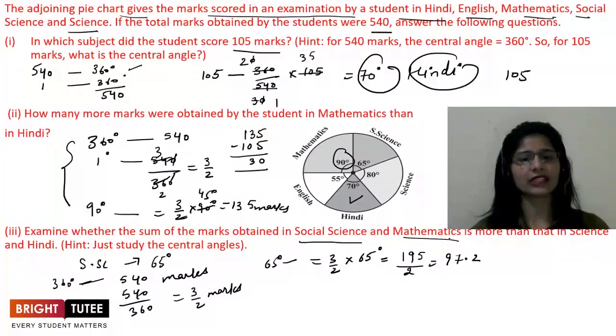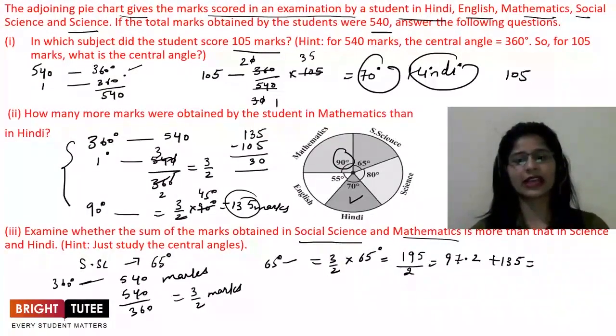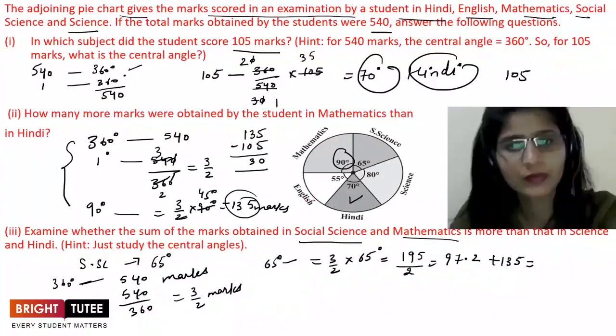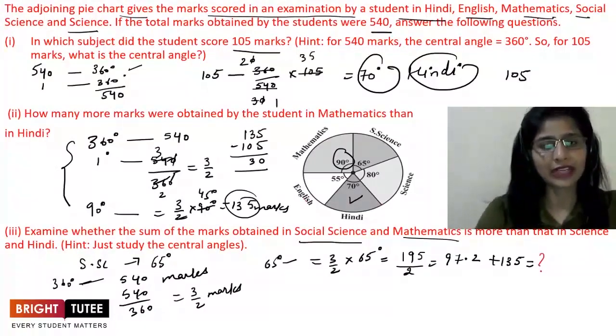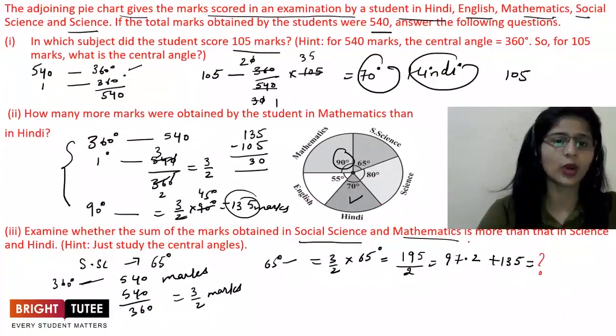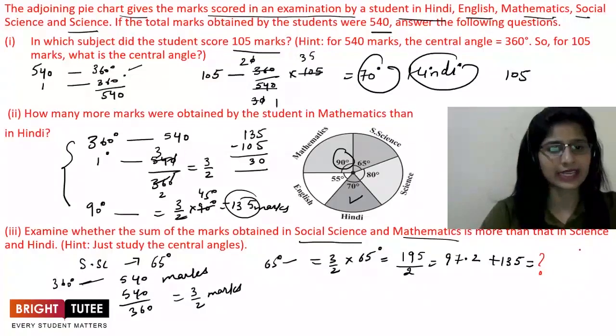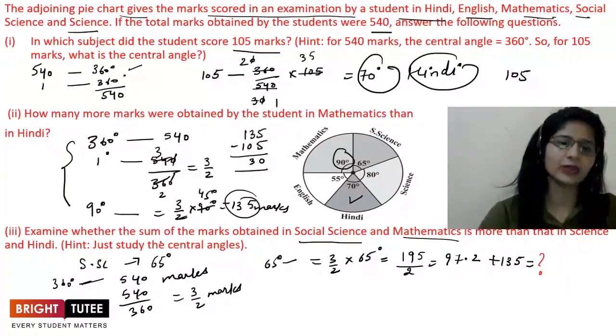And mathematics, what is the score? We calculated it. Mathematics it is 135. So we will add these two. Okay. So we get adding 135 and 97.2. Let us add it. So after calculating this, we'll do what? Similarly, you can calculate science subject marks and Hindi, and then you can add it, right?